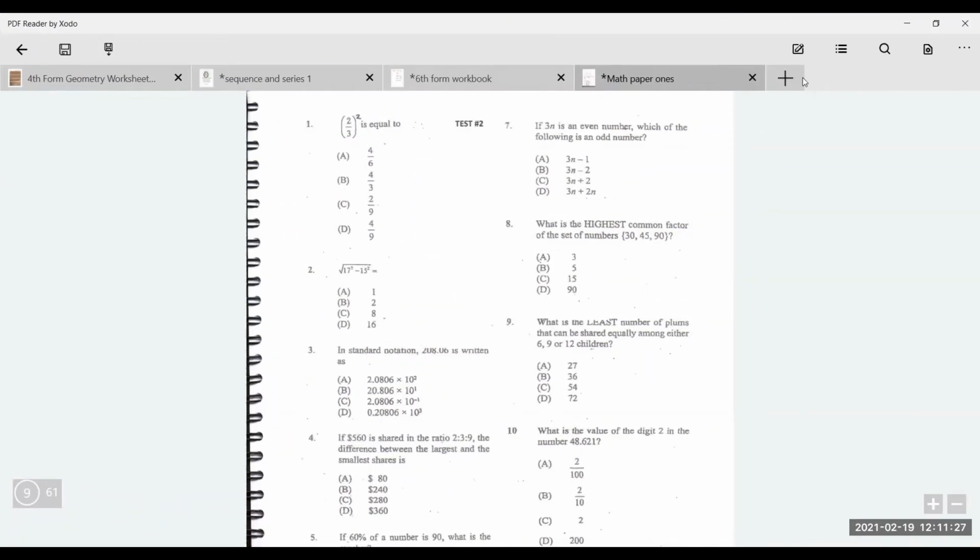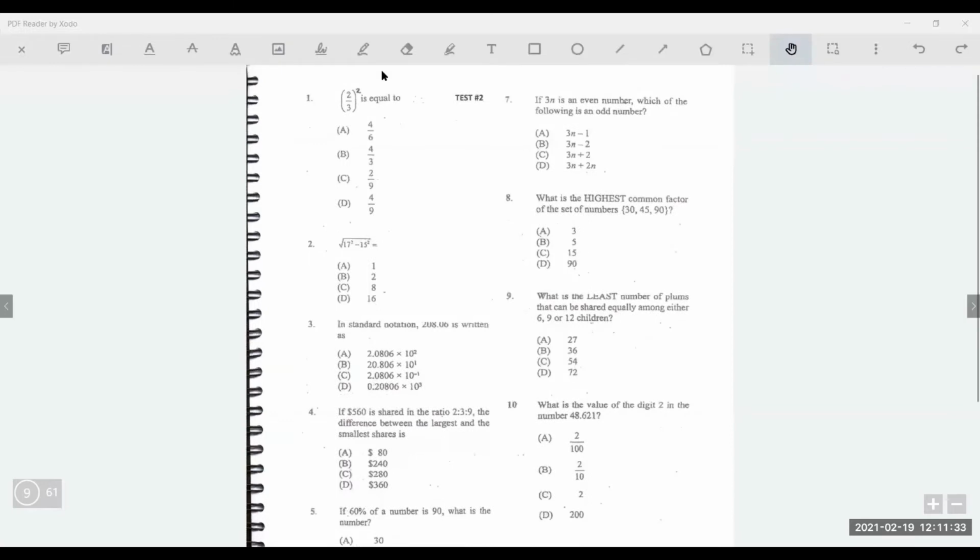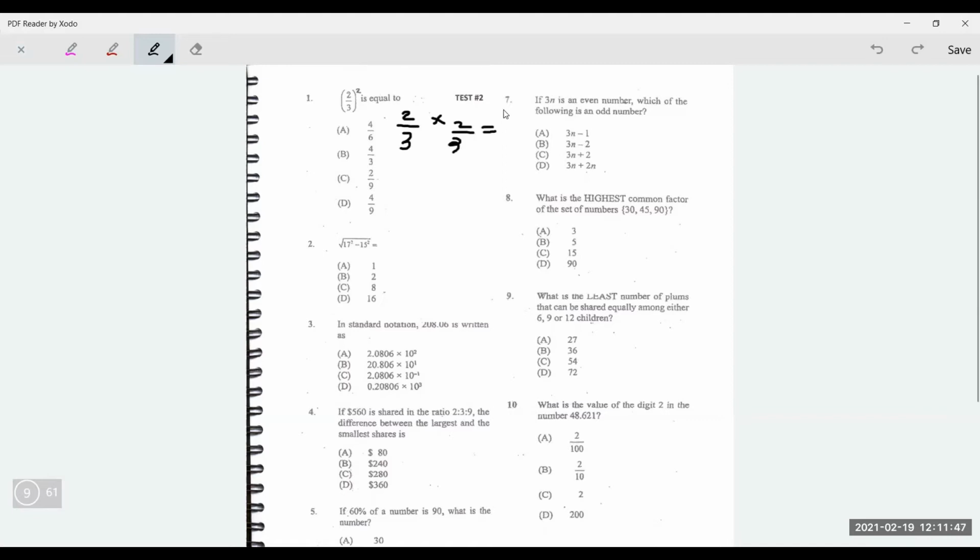All right, so this question says, what is (2/3)²? Any number squared means you're multiplying it by itself. So what you really have is 2 over 3 times 2 over 3. 2 times 2 we know is 4, 3 times 3 is 9, so we're going to get 4 over 9. First one is easy.